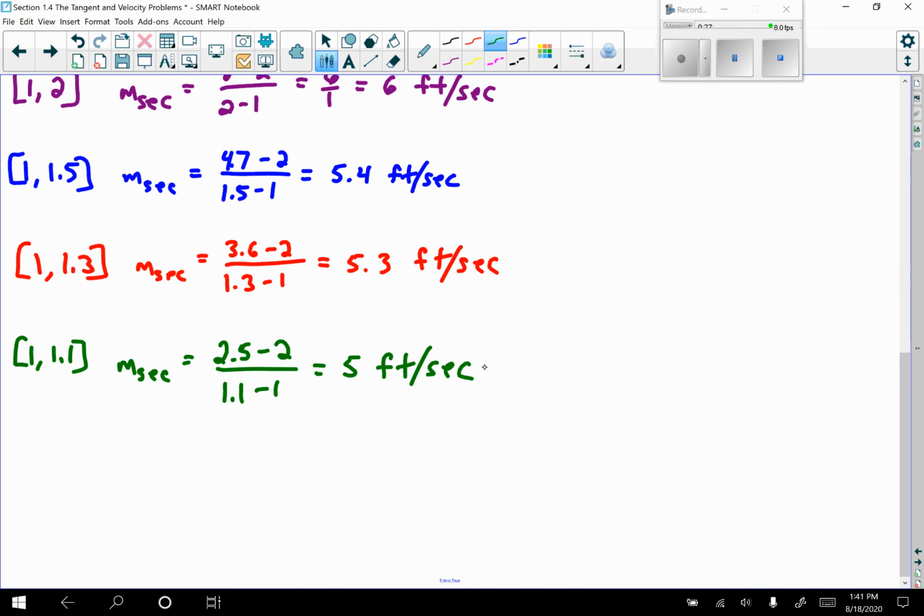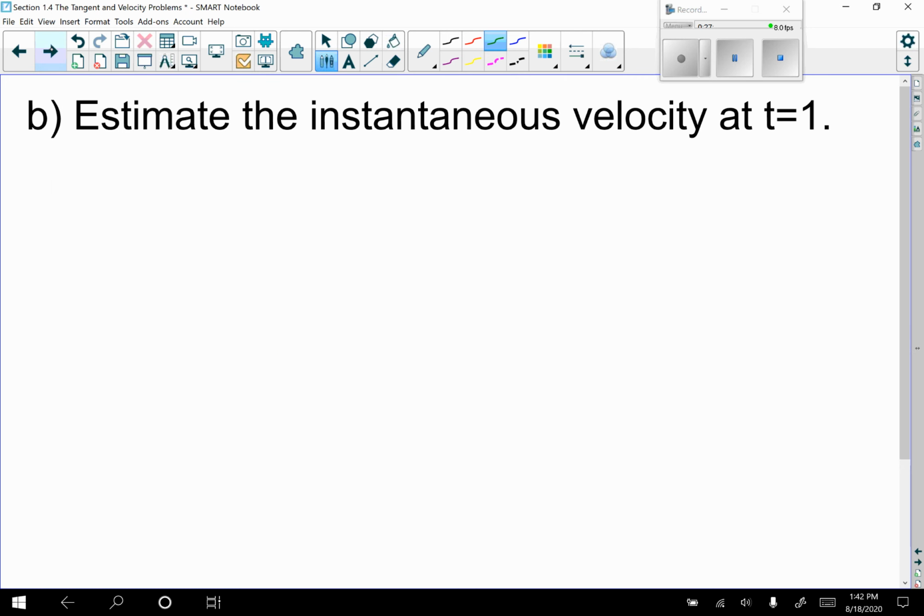Now, if we kept doing this and maybe went with a 1.01, again, we don't have that listed for us, but that would just be even better. And then we could answer this question. Estimate the instantaneous velocity at t equals 1. That typically is just that last value we got because we are getting closer and closer here. So it is a good approximation. Now it might have dropped a little bit below the closer we get, but again, we're just estimating.